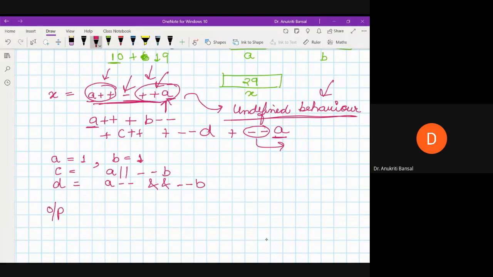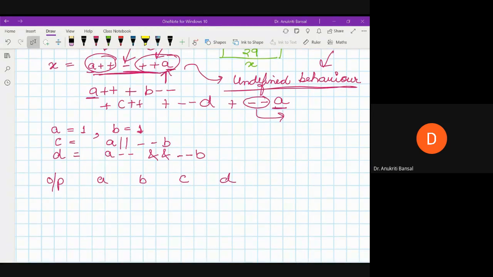Now you have to tell me the value of A, B, C and D. Don't type the answer in the chat box.